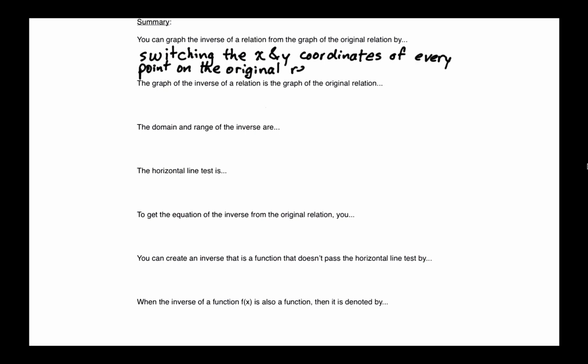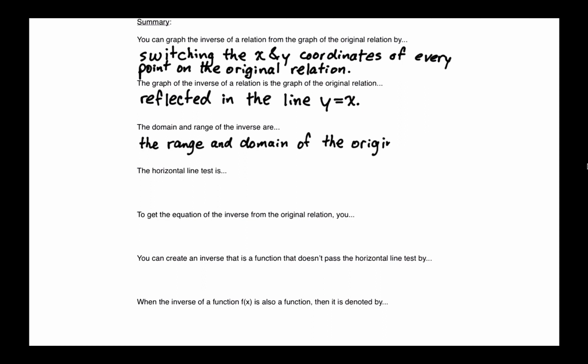So here's the summary. You can graph the inverse of a relation from the graph of the original relation by switching the x and y coordinates of every point on the original relation. The graph of the inverse of a relation is the graph of the original relation reflected in the line y equals x. The domain and range of the inverse are the range and domain of the original function, respectively.